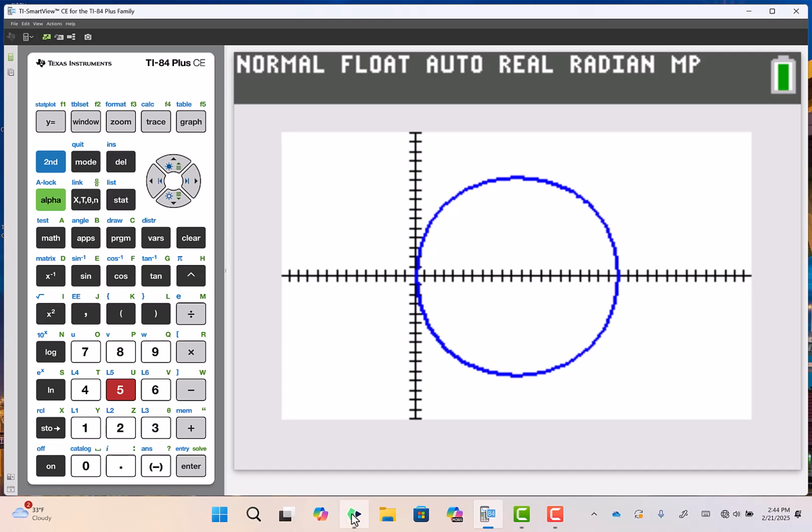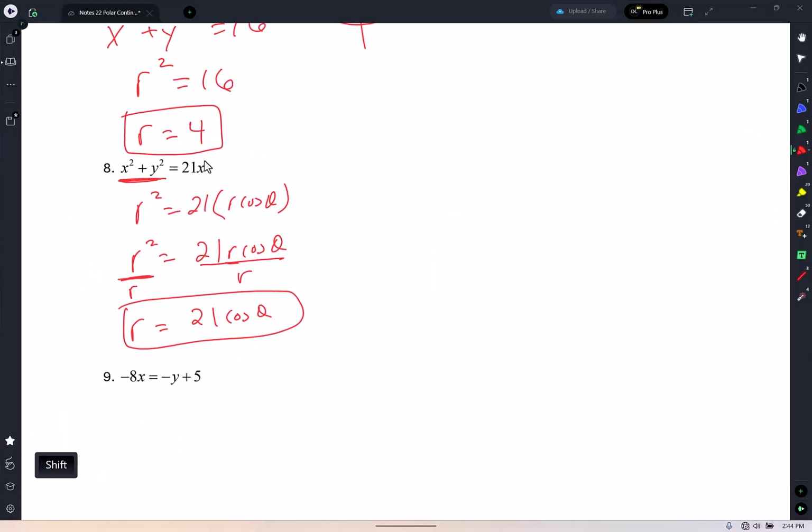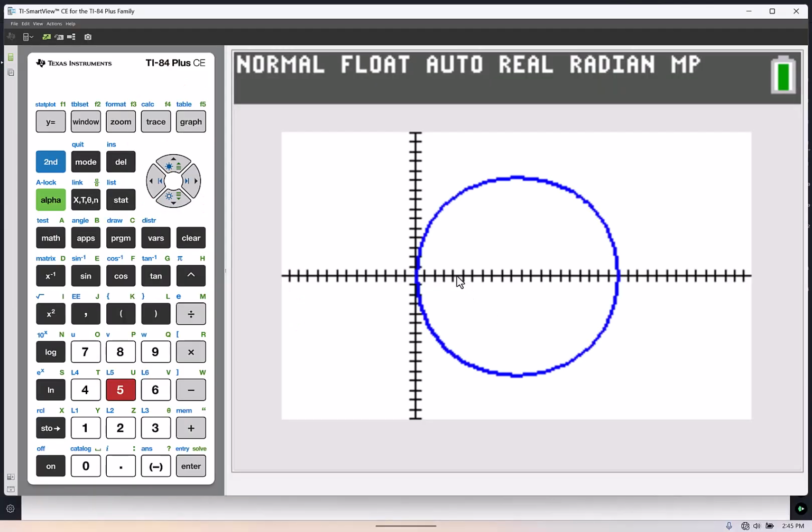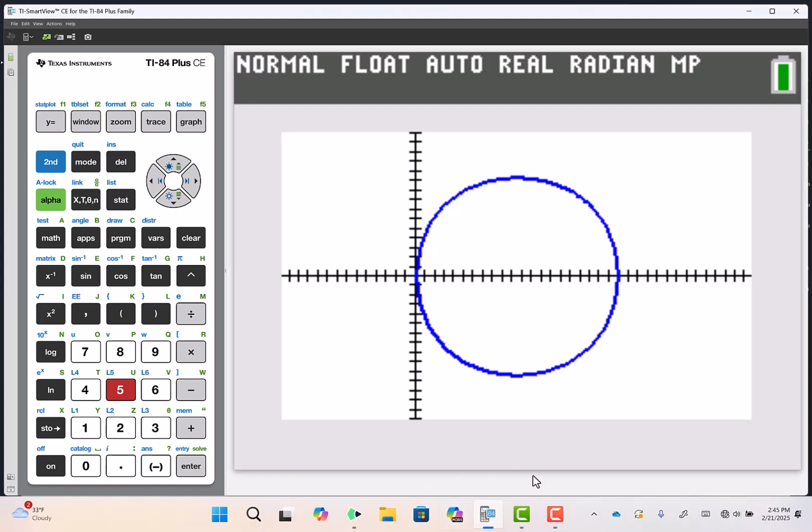It's a circle centered... If we would have completed the square, we would have figured it out. What's 21 divided by 2? 10.5. So 10.5 comma 0. So this guy right here, 1, 2, 3, 4, 5, 6, 7, 8, 9, 10, 10.5, right there is the center of the circle.